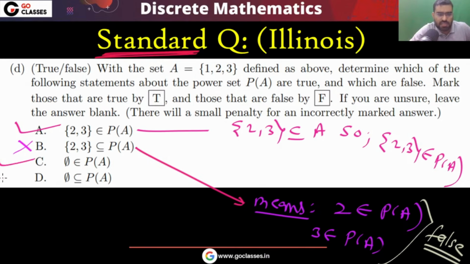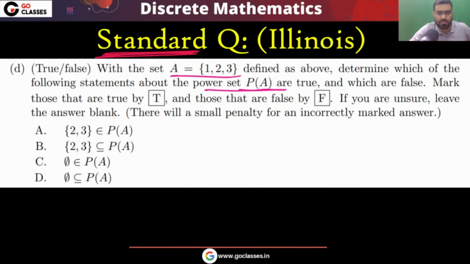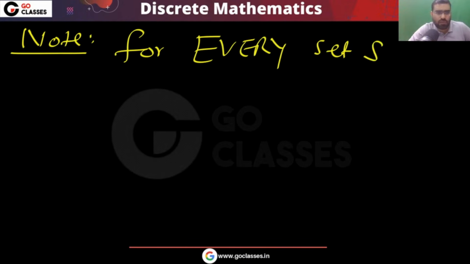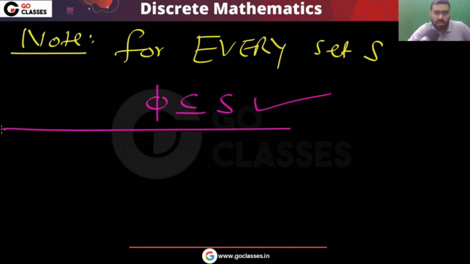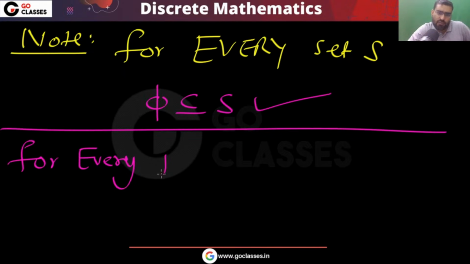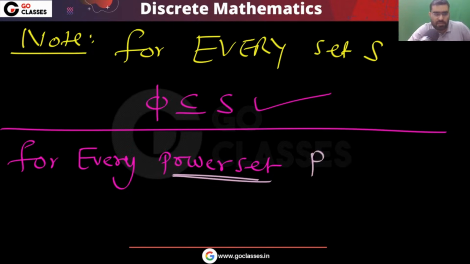Phi belongs to PA, of course. Phi is a subset of PA, yes, of course. A very simple thing: whatever set S you take, phi will be a subset of S. But for every power set P, for the power set of some set, phi belongs to P and phi will also be a subset of P.